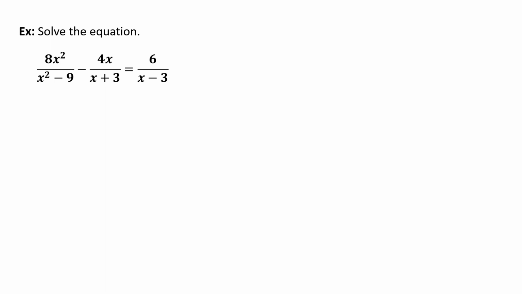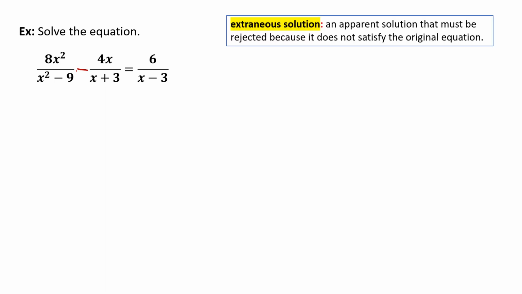Solve this rational equation. You can see it's a little bit more complicated. Worth noting here is that we have a quadratic in the denominator, and we also have a minus. All right. Things to keep in mind: there may be extraneous solutions. So that's an apparent solution that must be rejected because it does not satisfy the original equation.